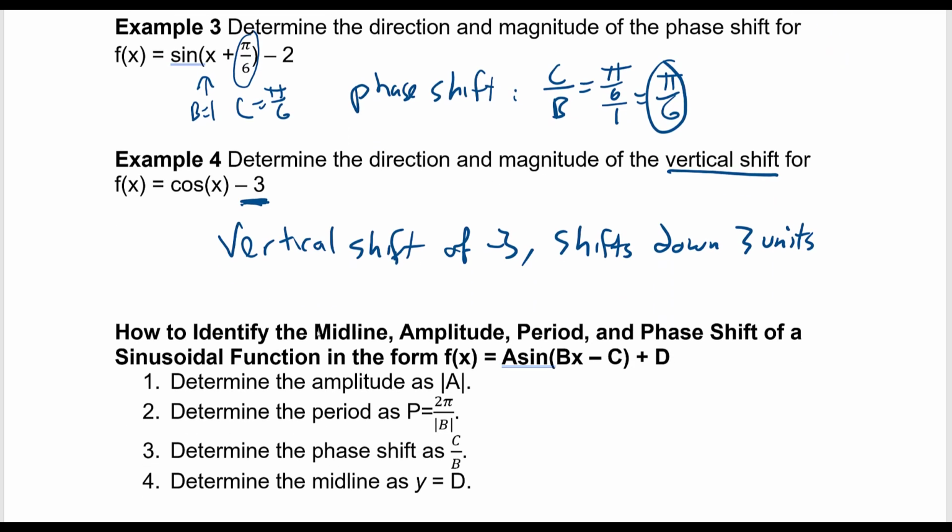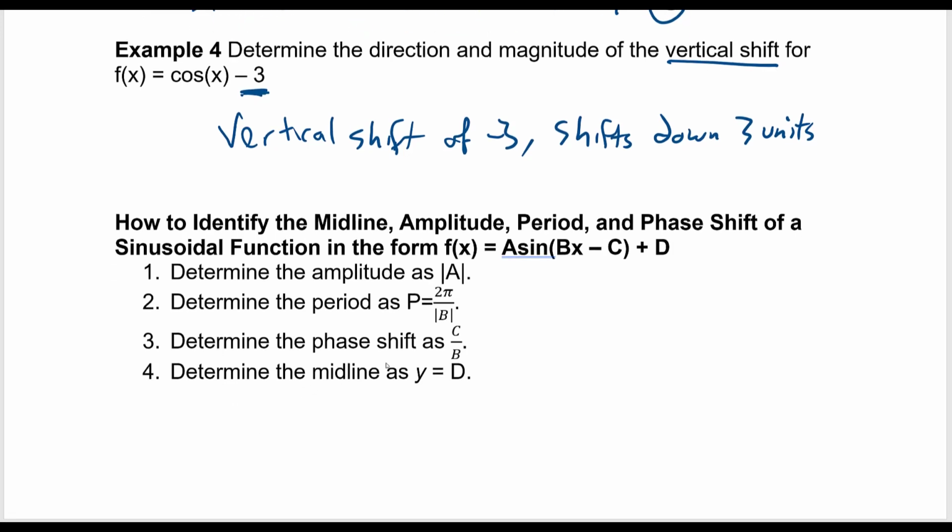So how to identify the midline, amplitude, period, and phase shift of the sinusoidal function in the form f of x equals a sine bx minus c plus d. Your amplitude is the absolute value of a. Your period is P equals 2 pi over the absolute value of b. The phase shift is c over b, and the midline is y equals d. Okay, that summarizes what we just saw there.